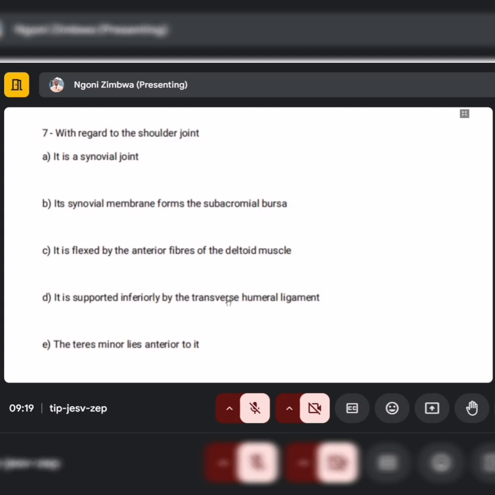C, it is flexed by the anterior fibers of the deltoid muscle. What do you think? That is true. So your anterior fibers of the deltoid muscle actually flex your shoulder joint. Is it? Good.